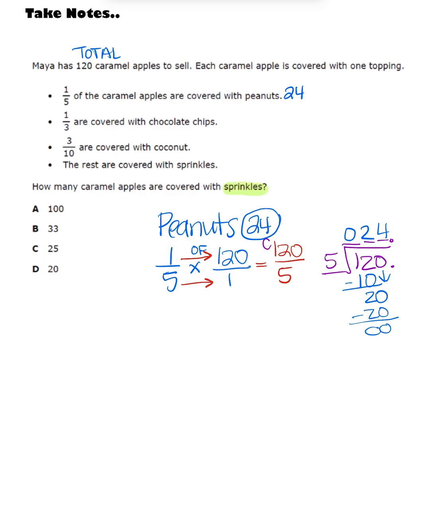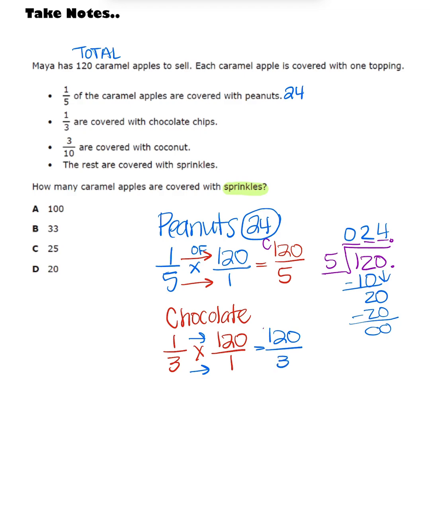Sprinkles is my final answer. So I move down to the next one. It gives me a fraction and it tells me the total, so again I am just multiplying top times top, bottom times bottom. This time the fraction is 1/3. I'm going to change colors, and this one is chocolate chips. So I have 1/3, and again the total was 120. Whole numbers go over 1, and we are just doing top times top, bottom times bottom. 120 times 1 is 120, 3 times 1 is 3, and then 120 divided by 3.